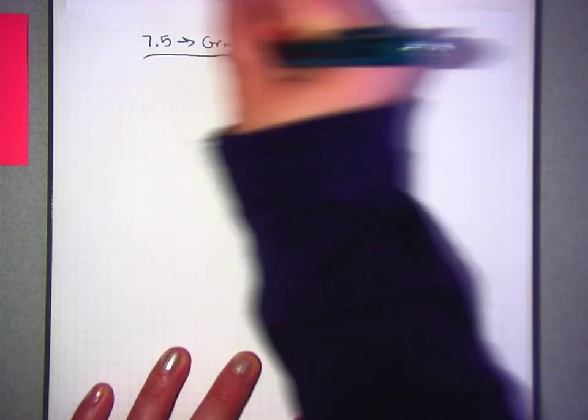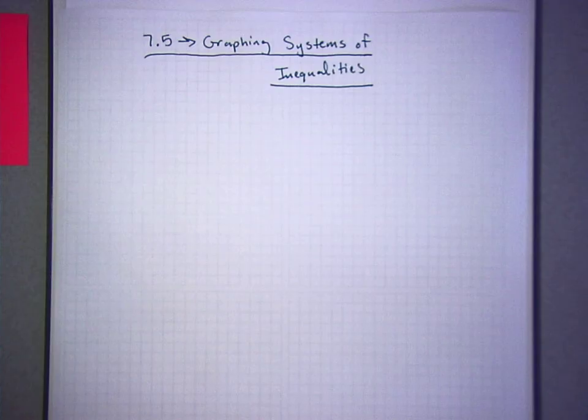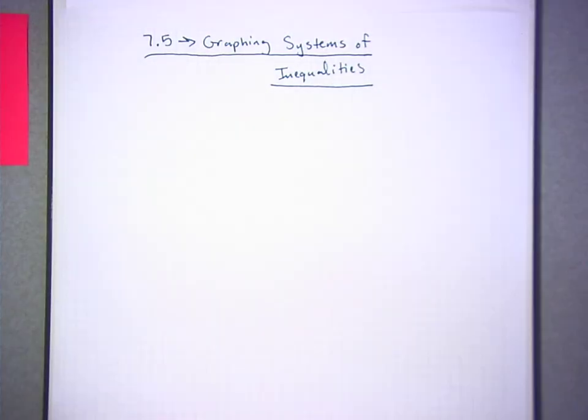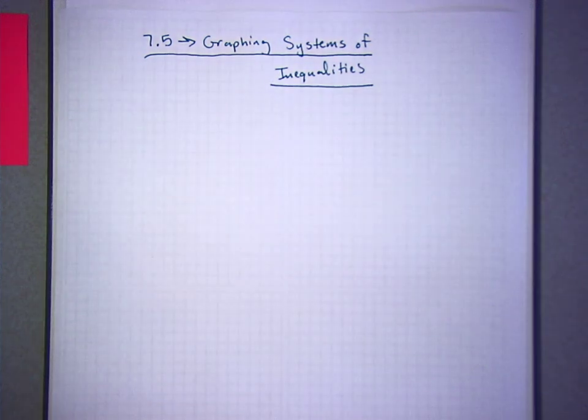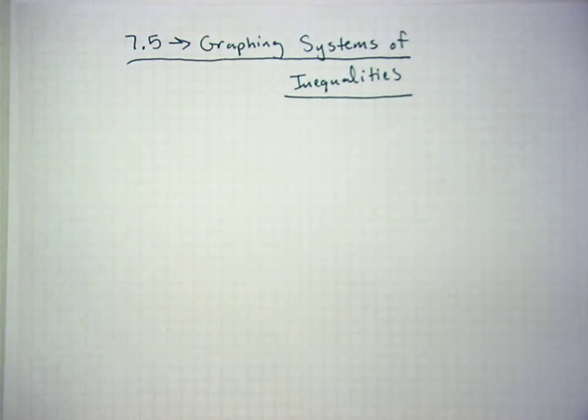So far in this chapter, we've done graphing systems of equations, which means seeing where they cross. We've done substitution, we've done elimination. And this last section is going to be graphing systems of inequalities. Now, if two lines cross in a point, you guys agree? Two lines, they cross at a point. Where do two inequalities cross?